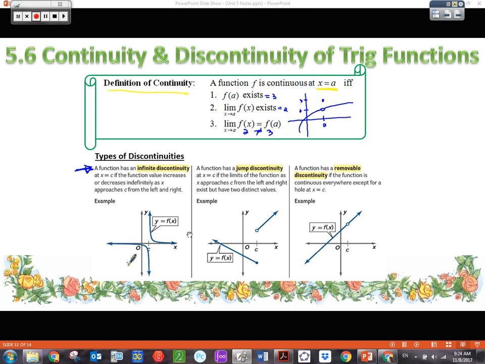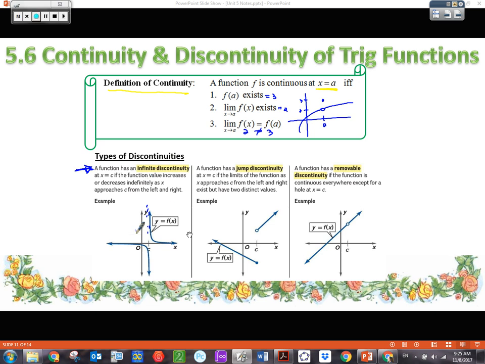First, we have an infinite discontinuity. Basically, if we have a vertical asymptote, that creates an infinite discontinuity. What does that mean? That means that this discontinuity at c goes on infinitely, all the way to infinity and all the way down to negative infinity. It's like a roadblock. We can't get through that. We cannot pass through a vertical asymptote. So that's what we call an infinite discontinuity.